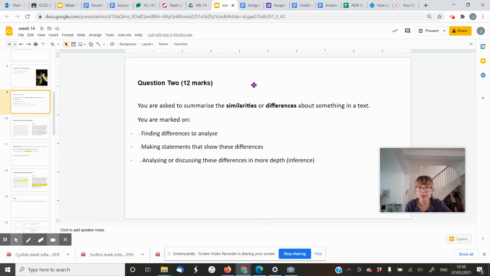So like I said, you're asked to summarise similarities or differences, and you are marked on finding those differences, so finding quotations in the text, making statements that show how they're different, and discussing why they're different in a bit more depth. And that's the inference. In the same way that analysing is the key part in paper 1, making inferences is the key part for this question in paper 2.